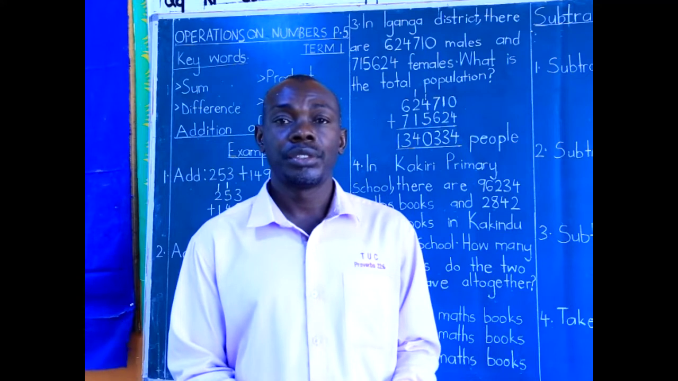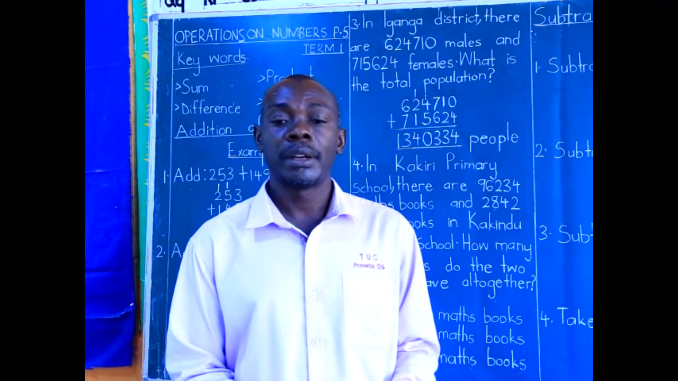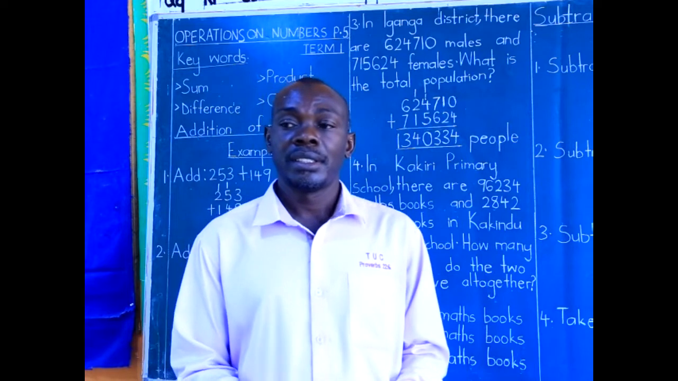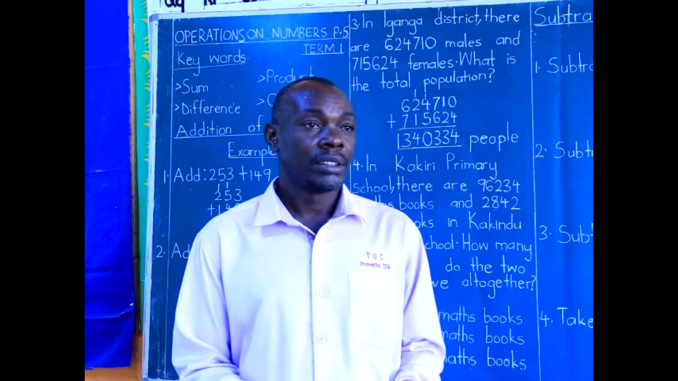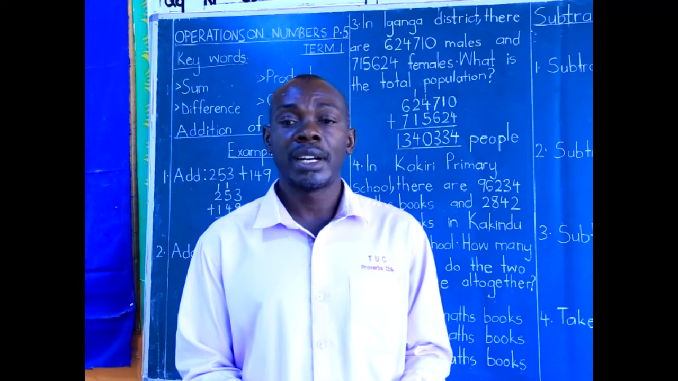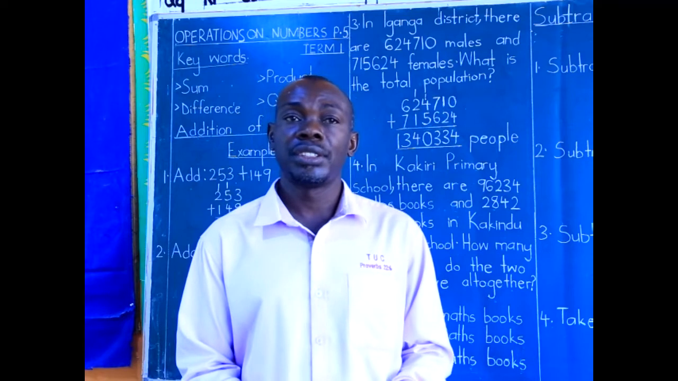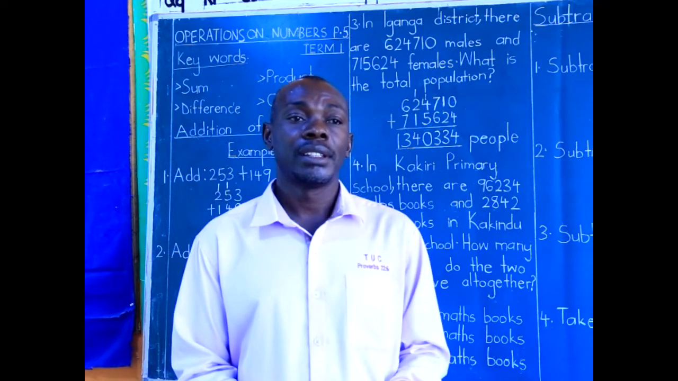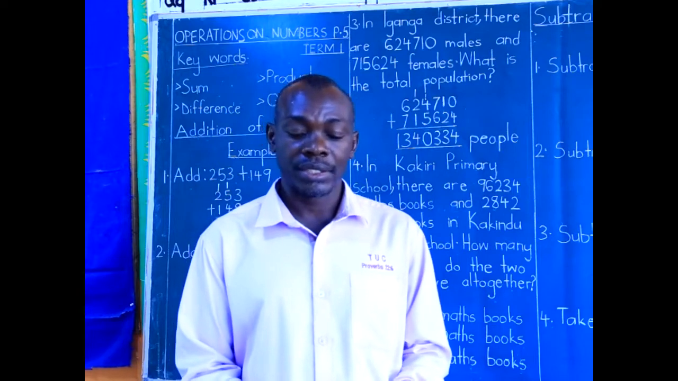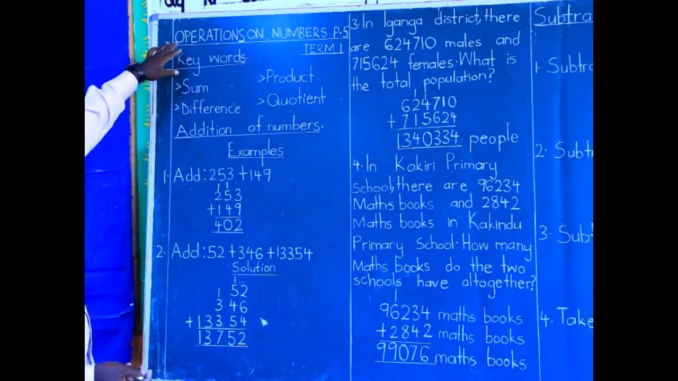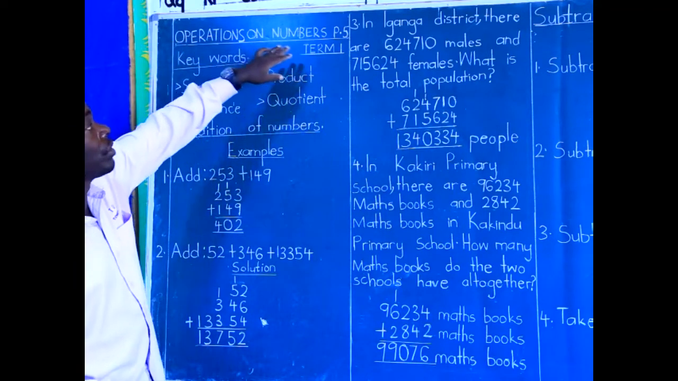Today I've come with a new topic known as operations on whole numbers, having completed the other, which was whole numbers. In operations on whole numbers, we shall majorly look at the four operations we have in mathematics, that is addition, subtraction, multiplication, and division of the same whole numbers. That's why we've got this topic written clearly as operations on whole numbers.